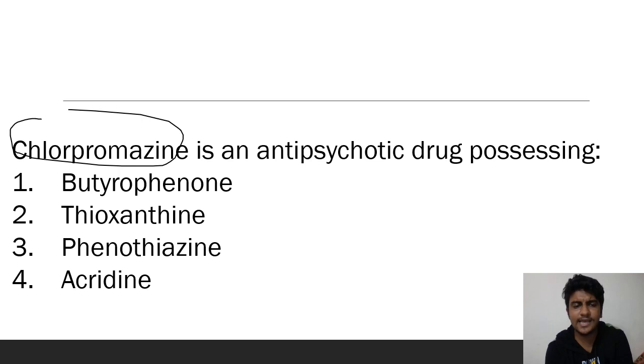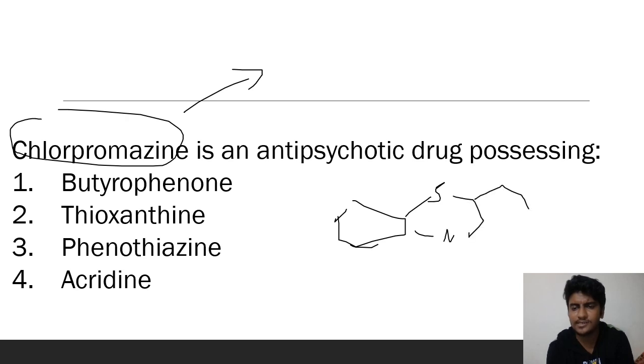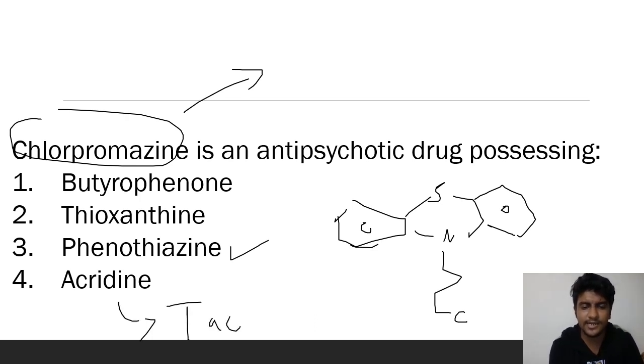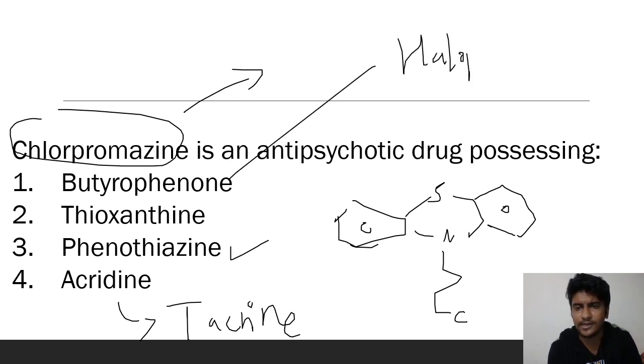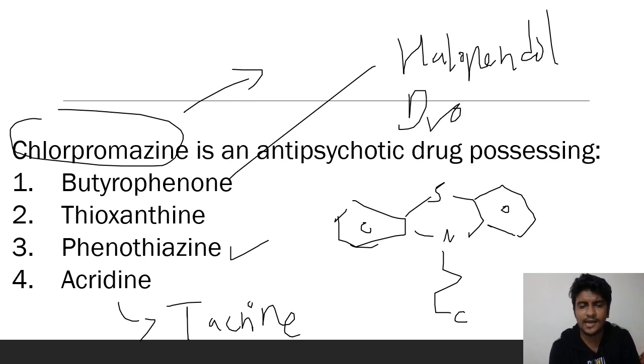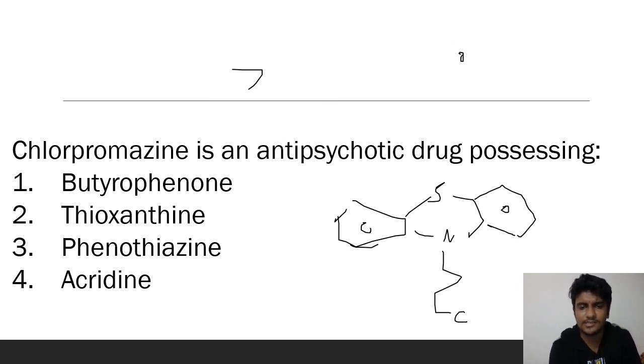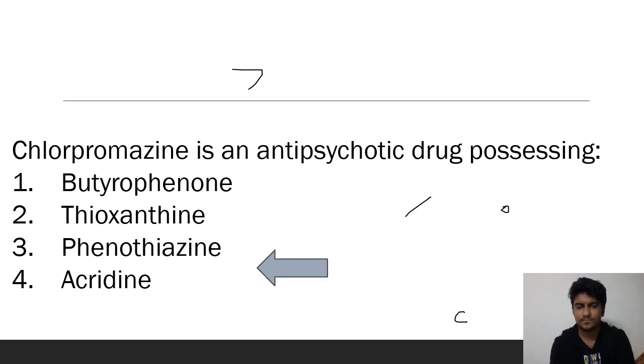Chlorpromazine, antipsychotic, medicinal chemistry. Obviously, there is a phenothiazine ring. This is what a phenothiazine ring looks like. So chlorpromazine has a phenothiazine ring. It has a 3-carbon length chain as well. So the right answer is phenothiazine. Acridine is present in tacrine, which is an anticholinesterase. Butyrophenones, we have haloperidol, droperidol, risperidone. Thioxanthenes, like chlorprothixene, thiothixene and all. So here the right answer will be phenothiazines.